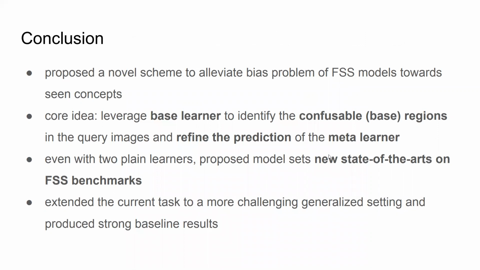In conclusion, the authors of this paper proposed a novel scheme to alleviate the bias problem of FSS models towards scene concepts. They leveraged the base learner to identify the confusable base regions in the query images and refine the prediction of the meta learner. This way, BAM sets new state-of-the-arts on FSS benchmarks. Moreover, they extend the task to a more challenging generalized setting and produce strong baseline results.